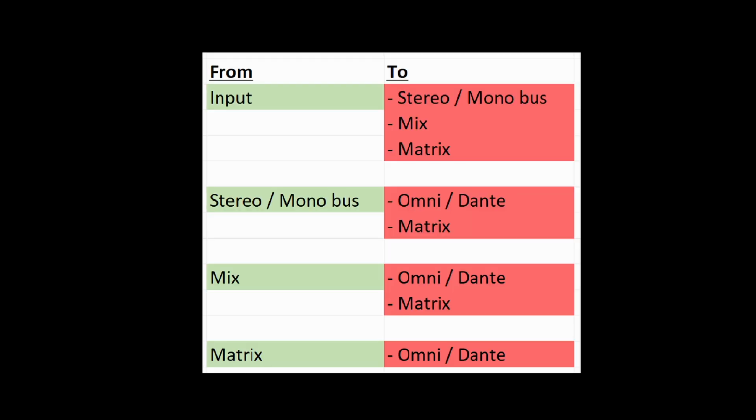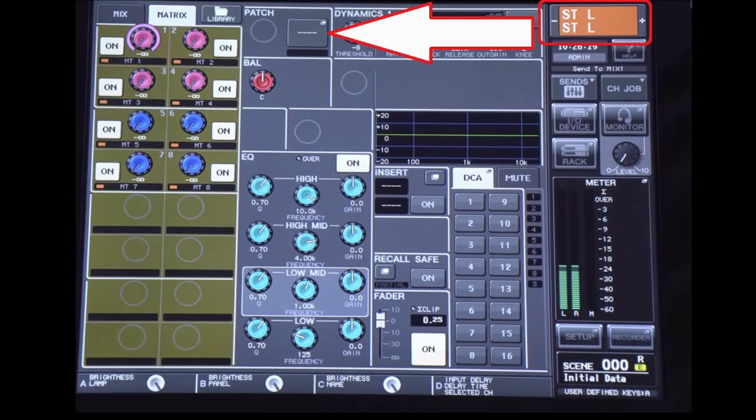And the way we would send the stereo or mono bus to the Omni or Dante outputs is we would select the mix. In this case, in the top right, the stereo left is selected, and in the middle of the output screen there is a patch. You can click on the patch routing and send it to multiple destinations from the patch.